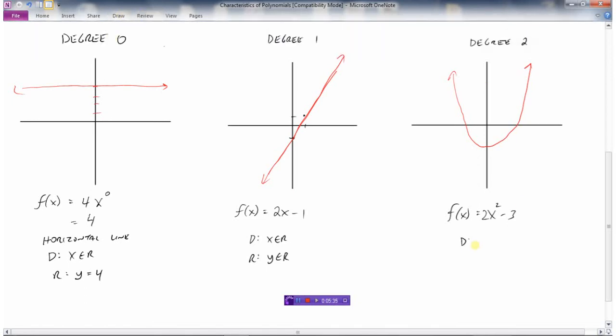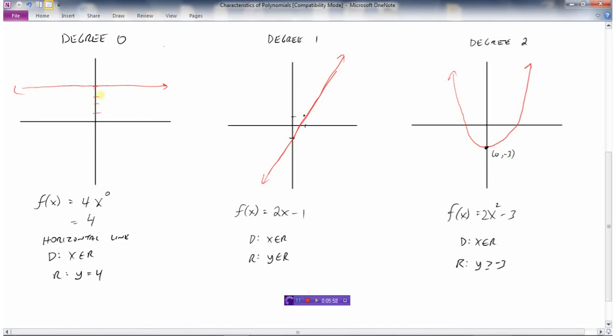And so here we can say the domain is all real numbers, because it goes to the left and to the right forever. But in this case the range is going to end up being y values greater than or equal to negative 3, because that's where this point would be right here. This is the point (0, -3).